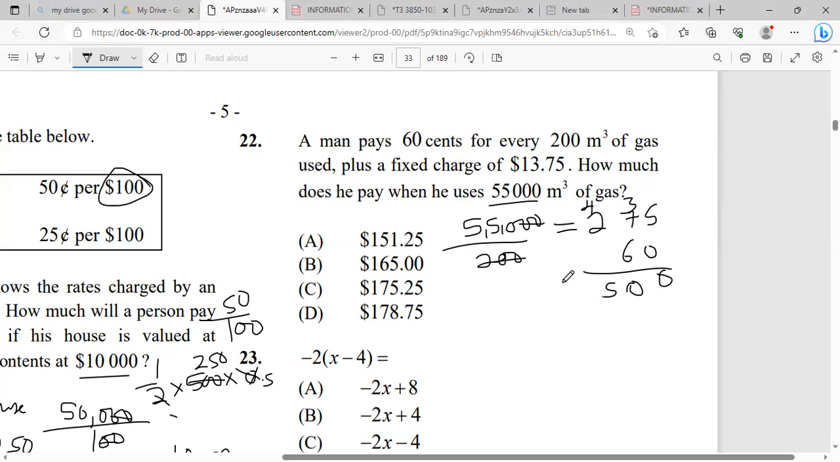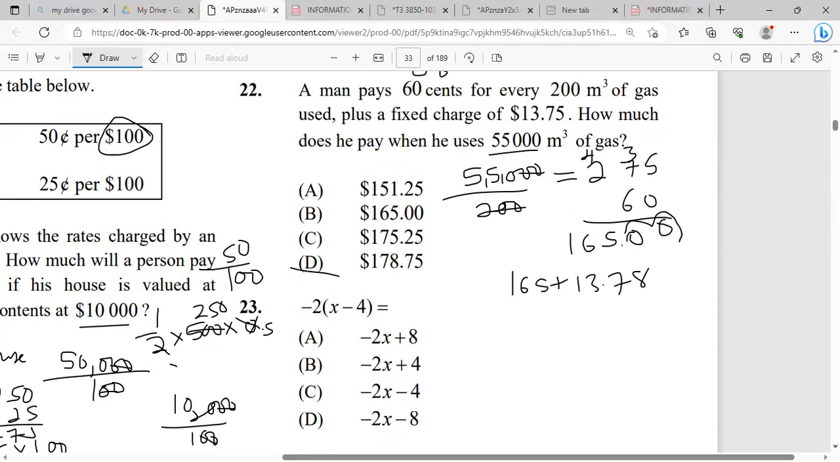6 times 2 is 12, plus that, 14. So that's 165 plus, remember, it's 2 decimal places. So it's 1, 2, because from the 60 cents, 60 cents is the same as this. So what we do now is to add the additional $13.78, which is a fixed charge, which gives us $178.78. Guys, you have to come back for part 2, all right?